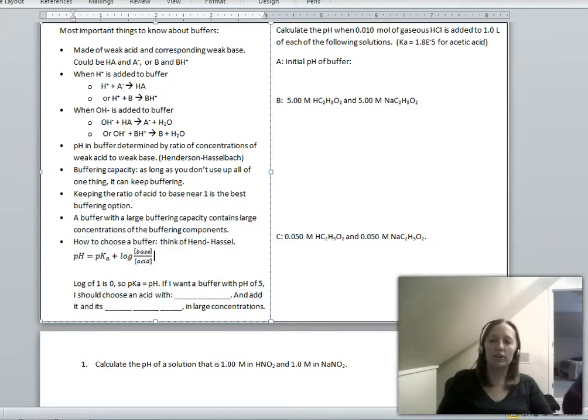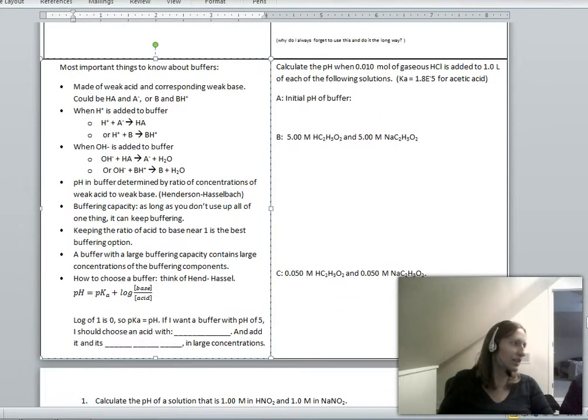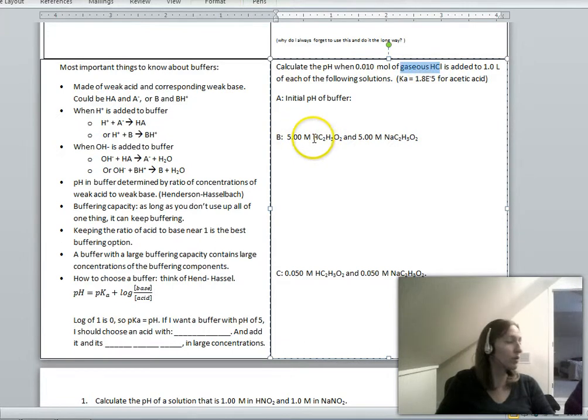Okay, so there you are. And we're going to have a problem that asks you to make a buffer in a minute. This example is going to show you the relevance of large concentrations and buffering capacity. So we're going to have the initial pH of the buffer, and then we're going to see what happens when you add hydrochloric acid to a 5 molar version of your buffer and to a 0.05 molar version of your buffer.